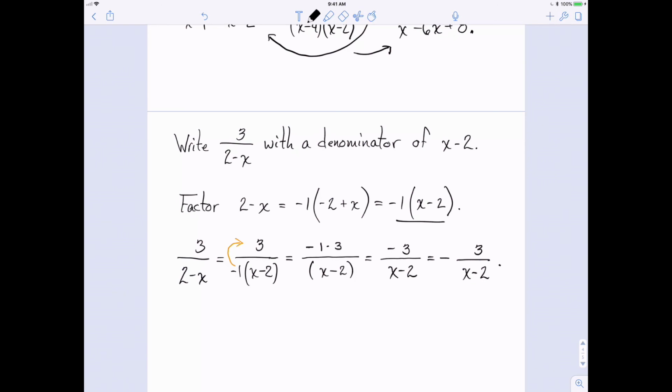And that is how you change the denominator of a fraction or a rational expression.